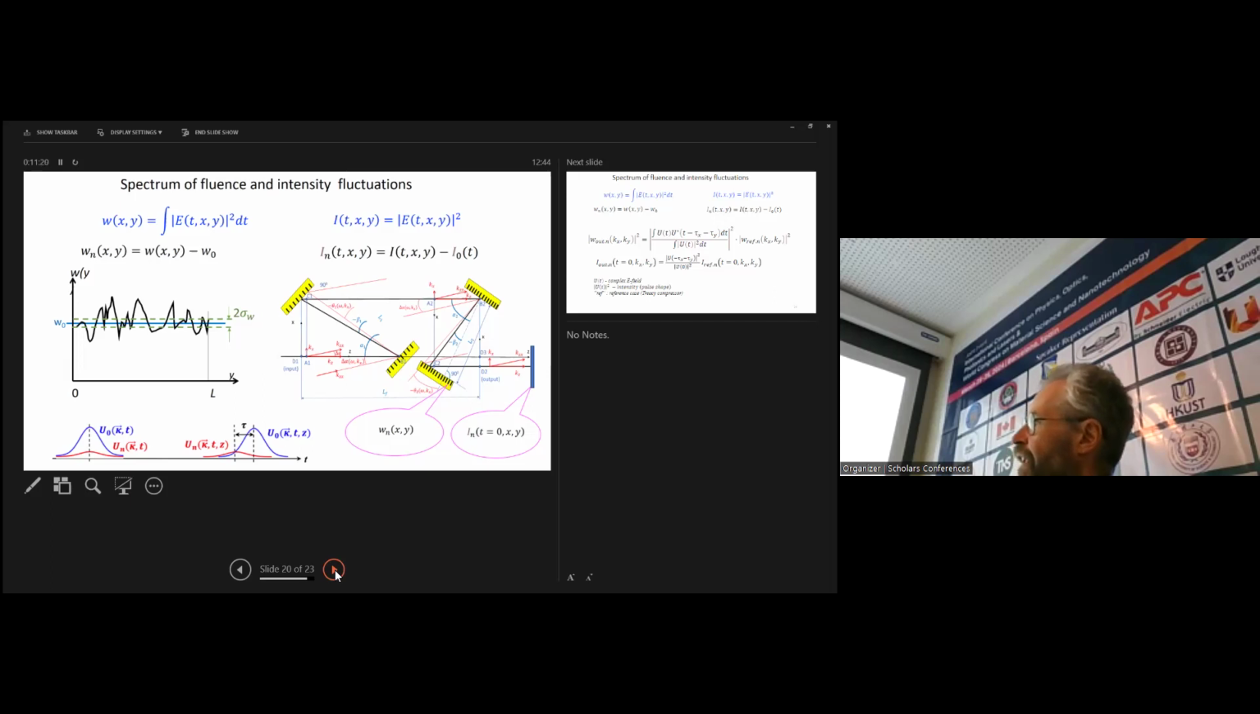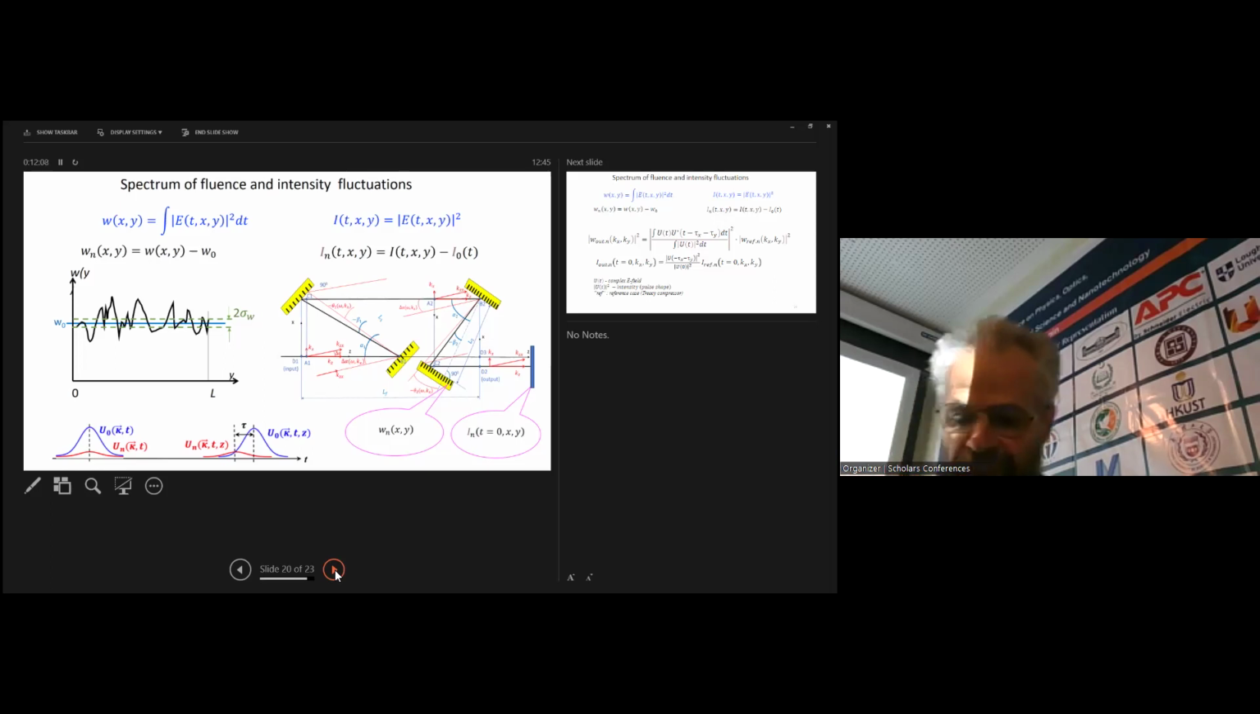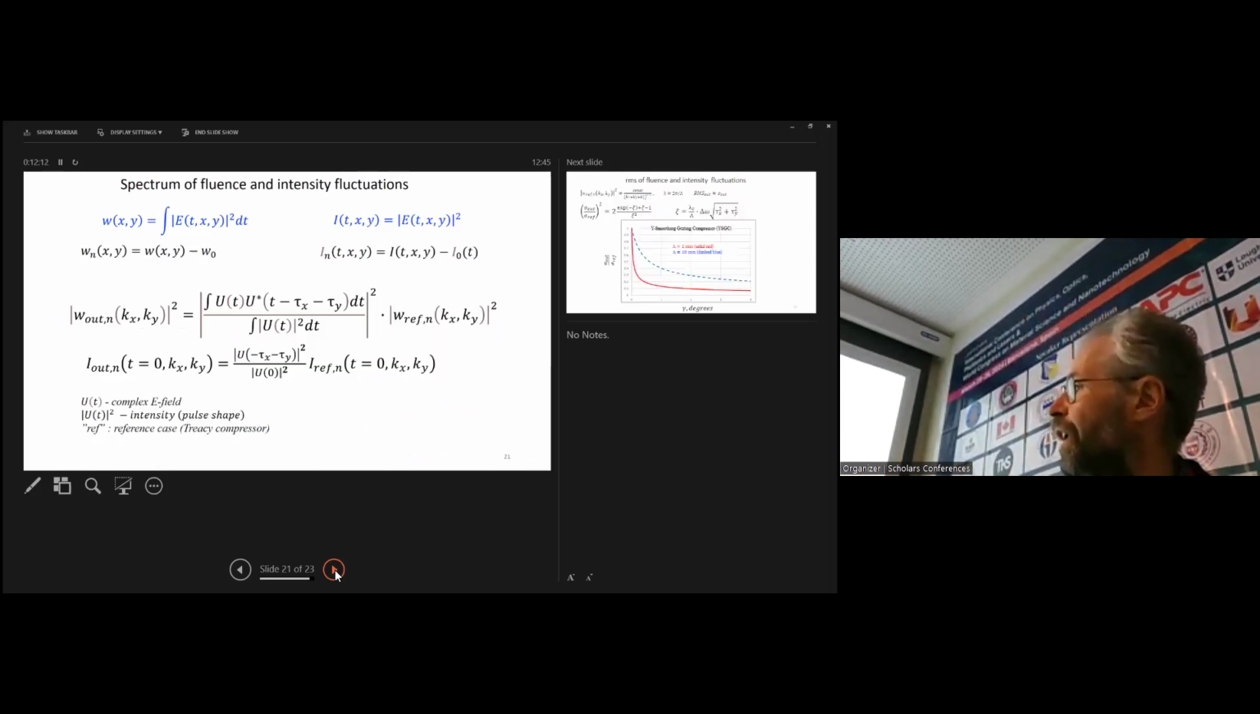So this slide again, just to emphasize what happens. In this picture we see fluence. Blue is a perfect plane wave. Black is real fluence with noise, with sigma. And we would like to reduce this fluctuation to increase the laser power without breaking the damage threshold. So the more we reduce sigma, the more we can increase the energy of the beam without reaching the damage threshold.